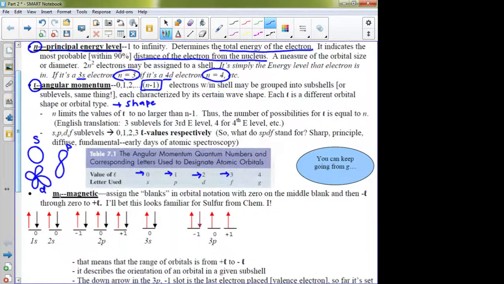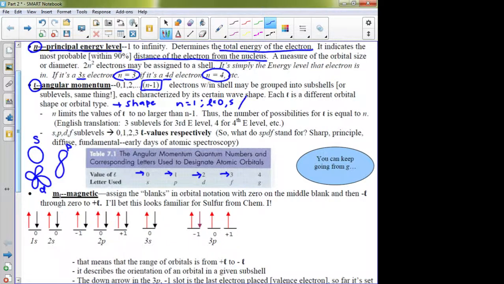When N is equal to 1, what are the possible shapes of L that I can have? The only thing I could have is S, right? Because what's 1 minus 1? 0. So L would have to be equal to 0. Therefore, the only shape I could have was an S. Do we see that? Okay.